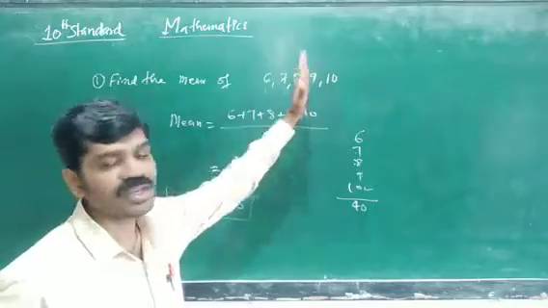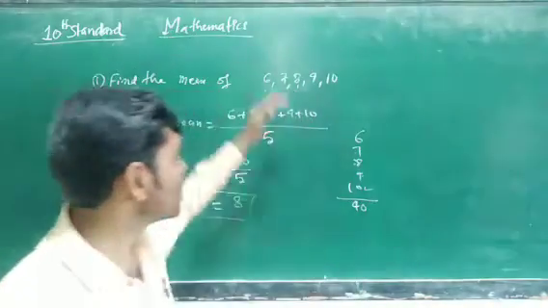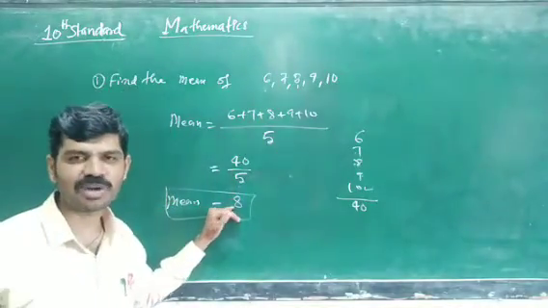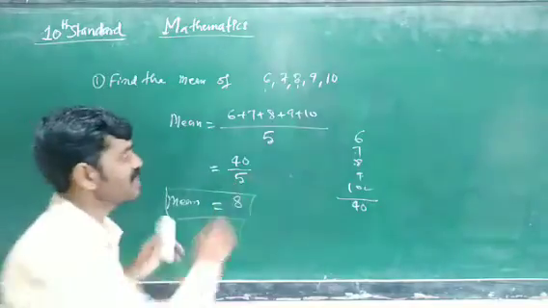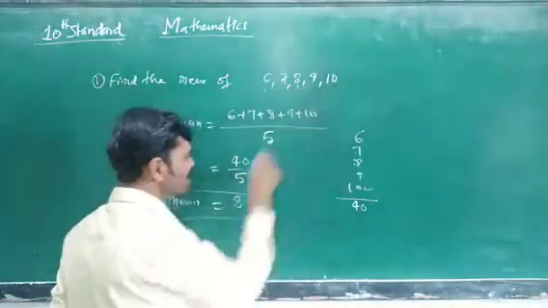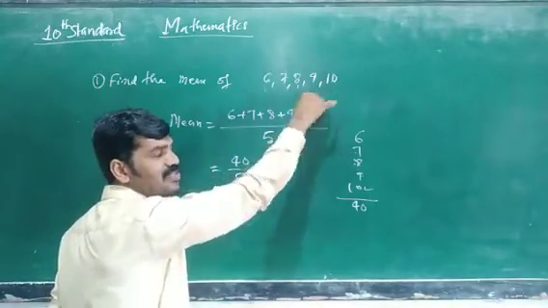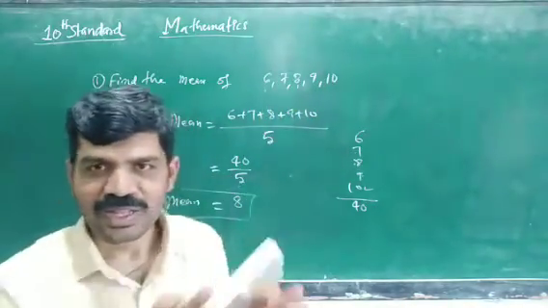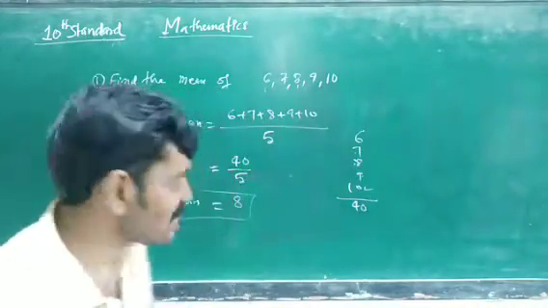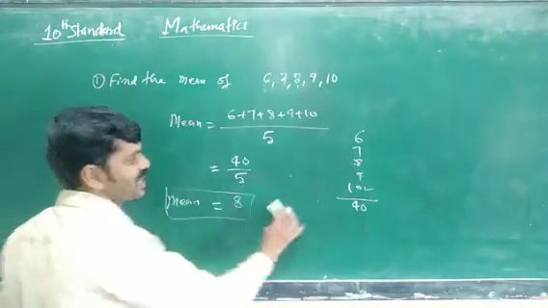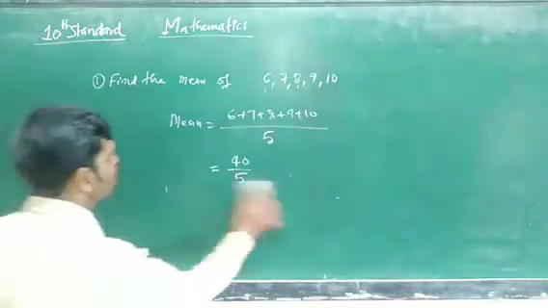Mean is the sum of the numbers divided by the total number of numbers. This is the formula. If there are 6 numbers, we write the sum of the 6 numbers divided by 6. If there are 10 numbers, we write the addition of those 10 numbers divided by 10. So this is the formula. You write it down. After that, we go for the next problem.